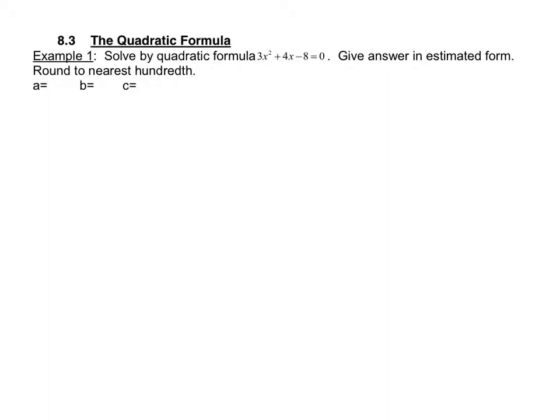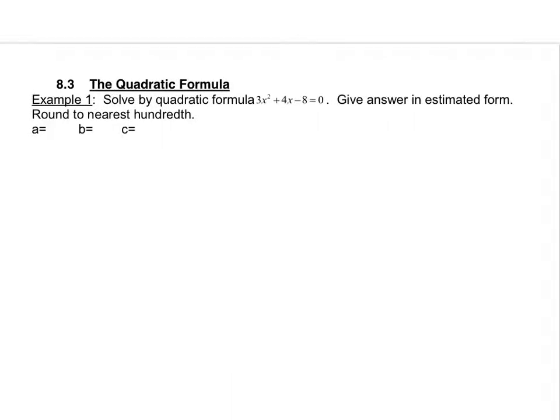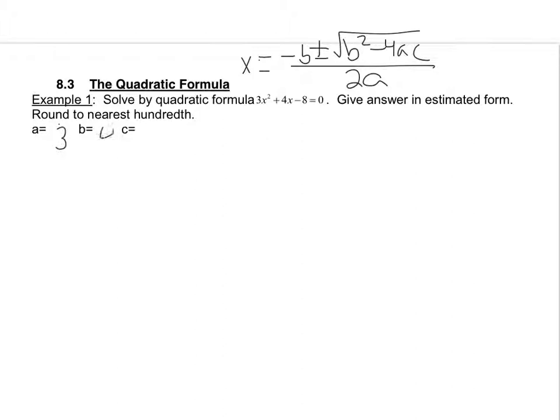Alright guys, now we're going to be solving by the quadratic formula. So remember here, x equals negative b plus or minus square root of b squared minus 4ac all over 2a. So step 1, identify a, b, and c. So you have 3, 4, negative 8.